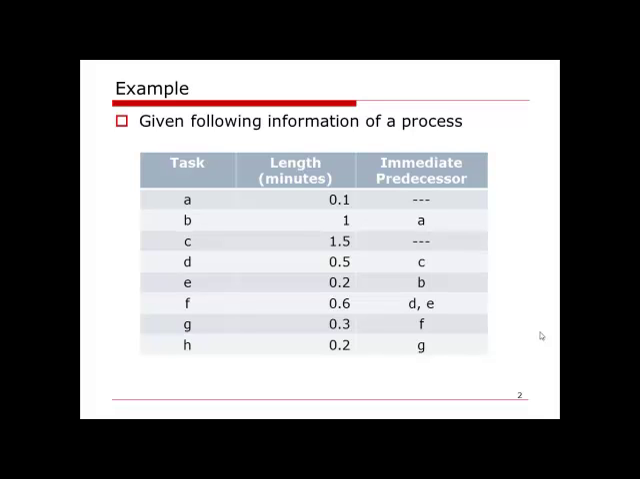So this is the example. We have the following information. This is what we call the precedence relationship table. It tells us we have a total of 8 tasks, A through H, and each of them has its own processing time. The task that takes the longest time to finish is C, which has a processing time of 1.5 minutes, and task A has a minimum processing time of 0.1. And the last column tells us the corresponding immediate predecessor.